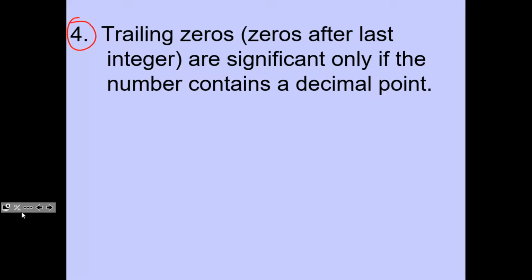Rule number 4, I want you to circle it, star it, smiley face. It is the hardest rule. It says trailing zeros are significant only if the number contains, and I would box this in right here, decimal point.